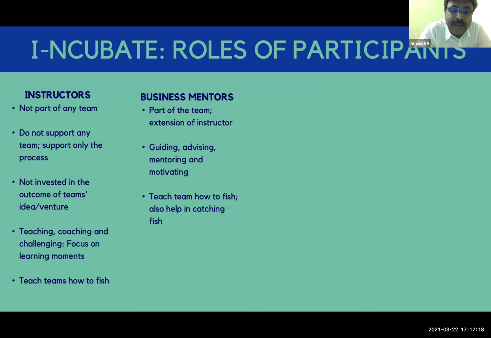This person could be a well experienced, accomplished person who knows how to start a business, who knows what the pitfalls are when you are starting up a business and so on. Again, they teach how to fish, but sometimes they also help you in catching the fish. So the mentor plays a role like a bridge between the instructors and the team.